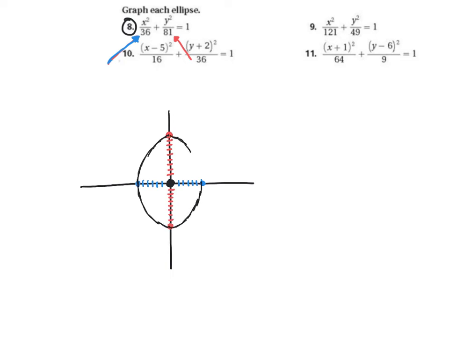Okay, so an ellipse is the cousin of a circle, right? We just happen to be stretching a little bit more on the y and a little bit less on the x. Now, a circle is evenly stretched in its y direction and its x direction, right? So that's the only difference between that and a circle.